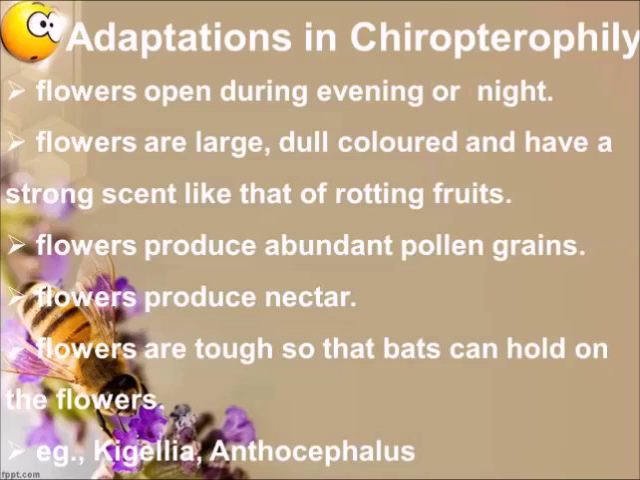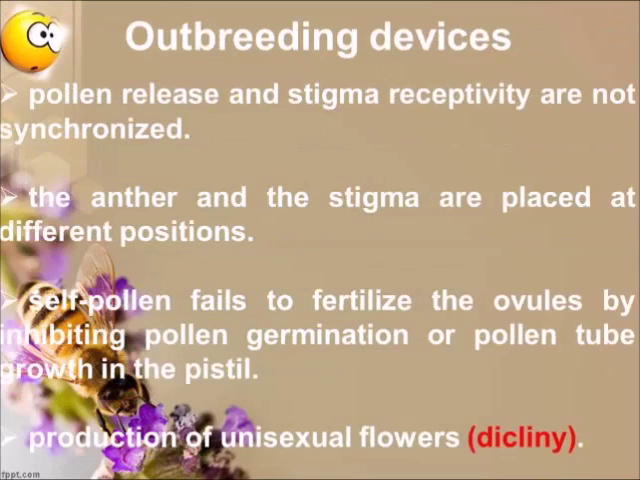Flowers are also tough and produce nectar. Plants like Kigelia anthocephalus show pollination by bats. After discussing the two basic types of pollination, that is self-pollination and cross-pollination, and their several advantages and disadvantages, we shall now discuss another interesting point called outbreeding devices.